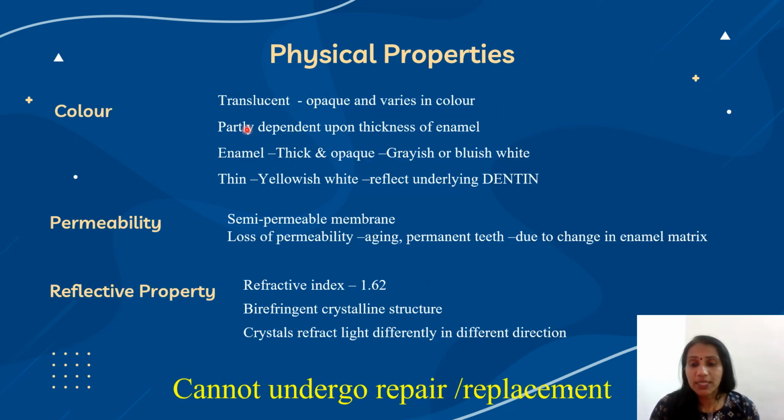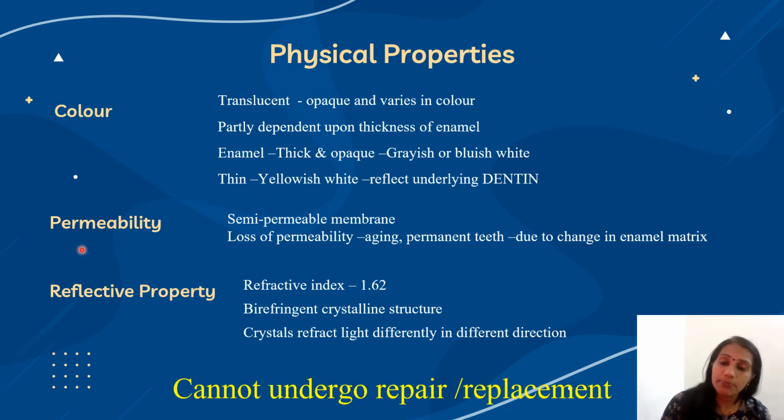The other physical properties include the color of enamel. So usually the enamel is transparent or translucent, but the opaqueness varies. If the enamel appears more opaque, then the color will be either grayish or bluish white. And if the enamel is very, very thin, the opaqueness will depend upon the thickness of the enamel. So if enamel is very, very thick, then it will look more white in color. And if it is very, very thin, it is the underlying color of the dentin that is going to be reflected. So it will appear a little bit yellow in color.